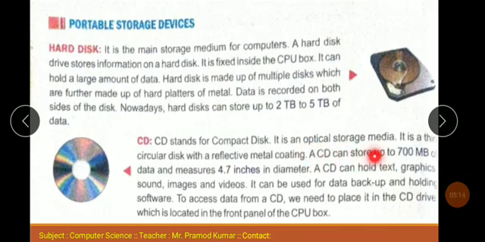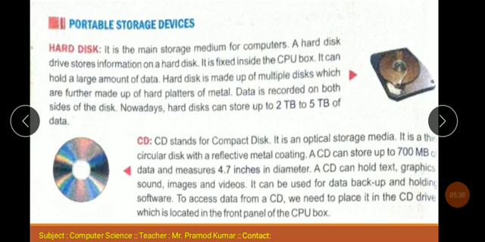A CD can store up to 700 MB of data and measures 4.7 inches in diameter. The diameter is 4.7 inches and it stores 700 MB. A CD can hold text, graphics, sound, images, and video. It can be used for data backup and holding software.